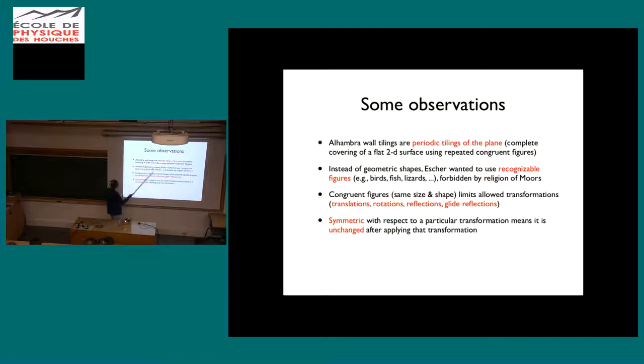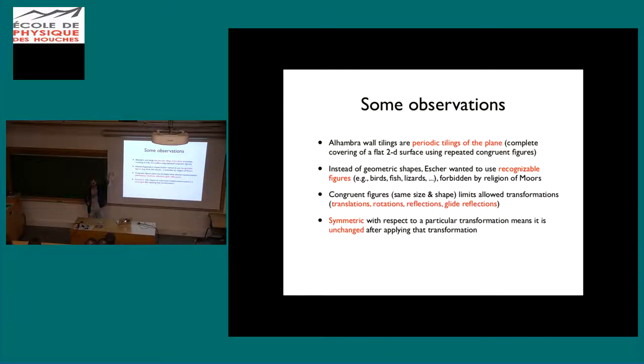Now, instead of the geometric shapes which the Moors used, because Islam forbade the Moors from representing humans or animals, Escher wanted to use recognizable figures. So you'll see birds, fish, and lizards instead of hexagons, triangles, and squares, for example. Now, the use of congruent figures, so same size and same shape, basically limits the allowed transformations, okay, to translations, rotations, reflections, and glide reflections.